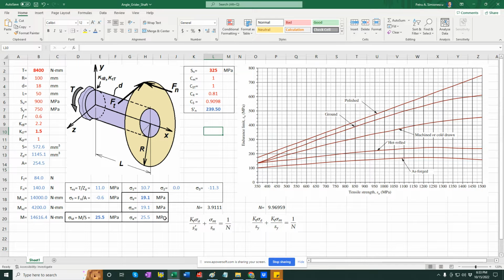So, quick explanation of the solution to this homework 2 problem, angle grinder, calculation of the design factor for fatigue. So what do we have?